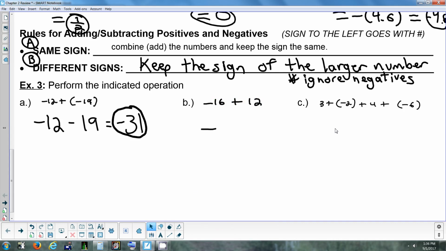Then what I do is I read it from the bigger number to the smaller number with the signs. It says 16 minus 12. What's 16 minus 12 since I got my negative sign already on the bottom? Mallory? 4. 4. I'm done. That's it.